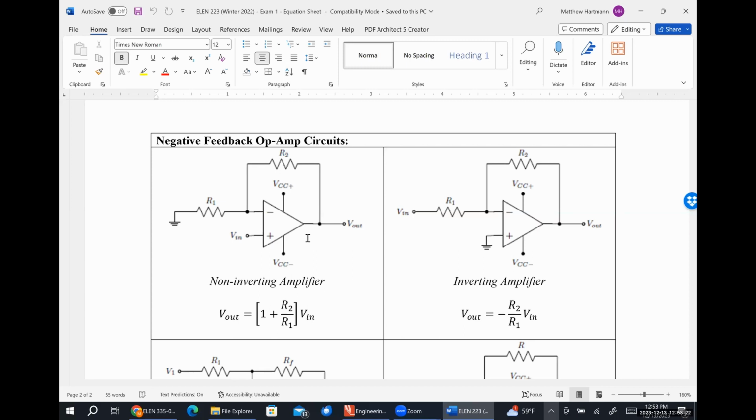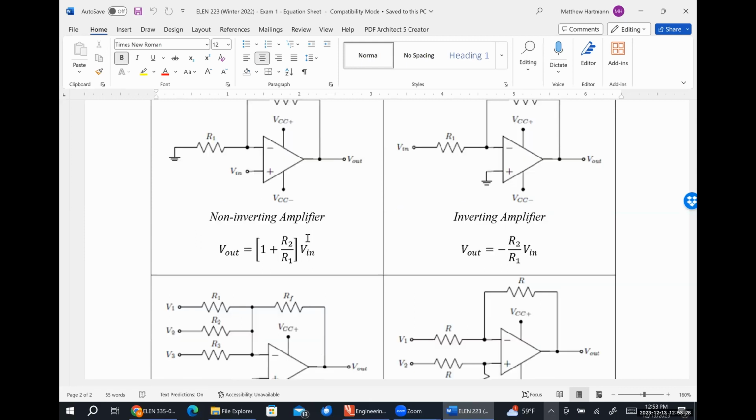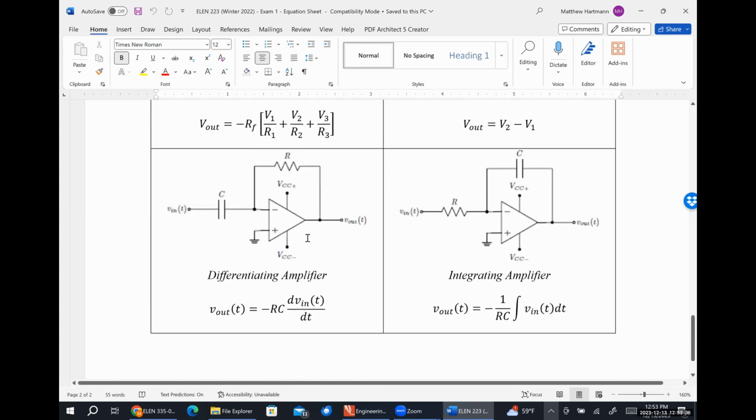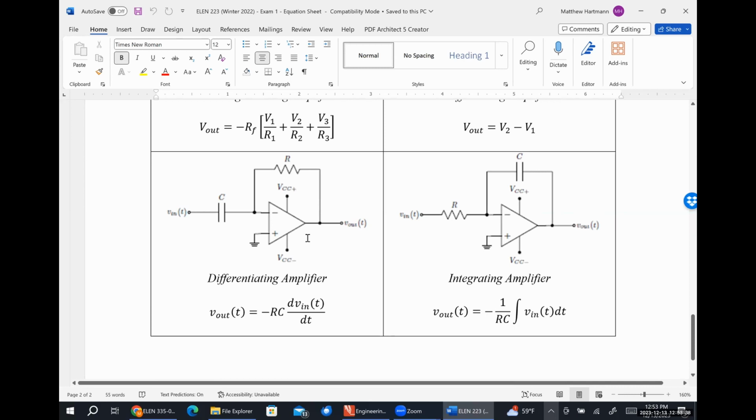Here's an inverting amplifier. Again, it's the exact same circuit, except that VN and ground are switched. This guy right here, an inverting summing amplifier, differencing amplifier, differentiating amplifier, integrating amplifier. Those are the 6 that you need to be able to identify on sight. And again, you're going to have this literally in front of you, so it shouldn't be that hard to do. It blows my mind how many students can't do it, but it shouldn't be that hard to do.